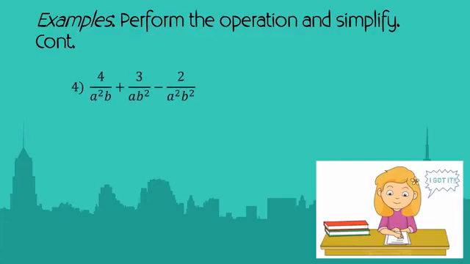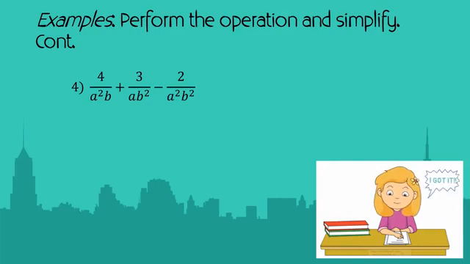Example number 4, we have 4 over a squared b plus 3 over a b squared minus 2 over a squared b squared. Now observe that in adding and subtracting rational expressions, the first step is to get the LCM of the denominators. That is the least common multiple of the denominators. Now observe that our denominators are monomials, so they are variables, different from our previous example where the denominators are constants. So it's easy to find the LCM of a constant or numbers.